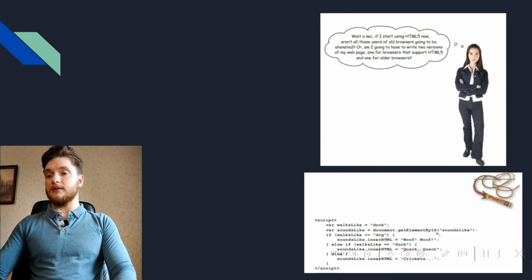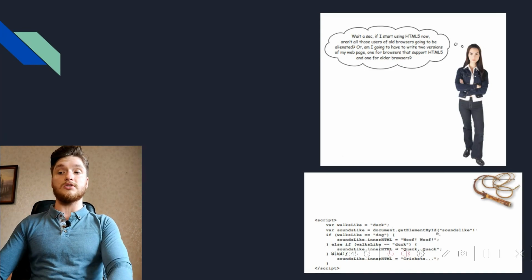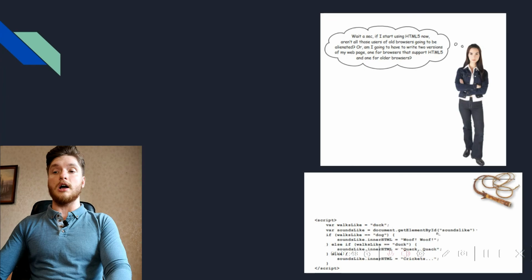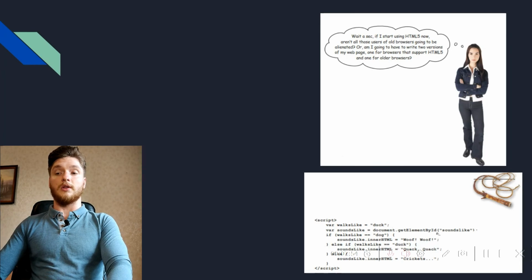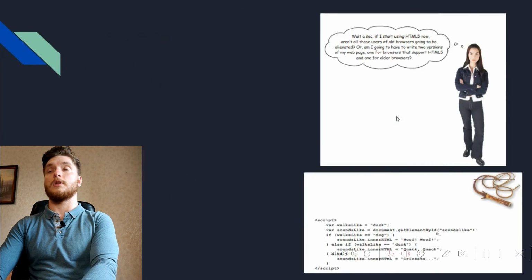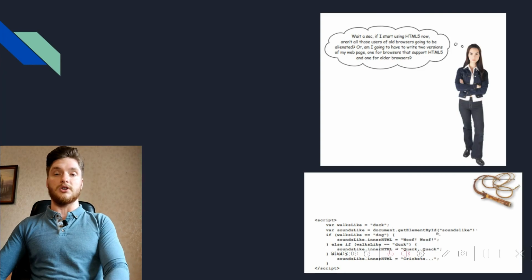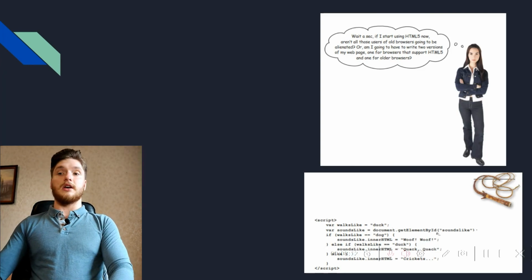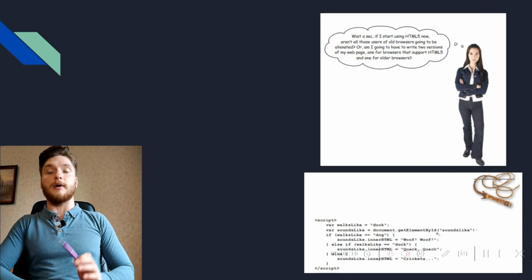Okay, wait a sec. If you start using HTML5 now, aren't all those users of old browsers going to be alienated? Or am I going to have to write two versions of my page, one for browsers that support HTML5 and one for the old browsers? Hold on, take a deep breath. First of all, HTML5 is a superset of HTML, and your goal should be to write only one HTML page. You write it so that the feature is used if supported.